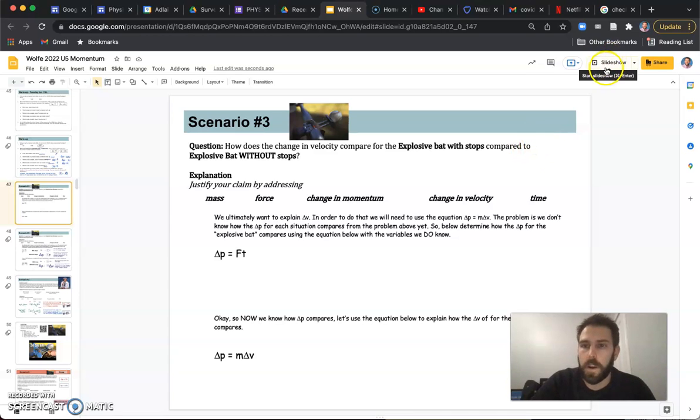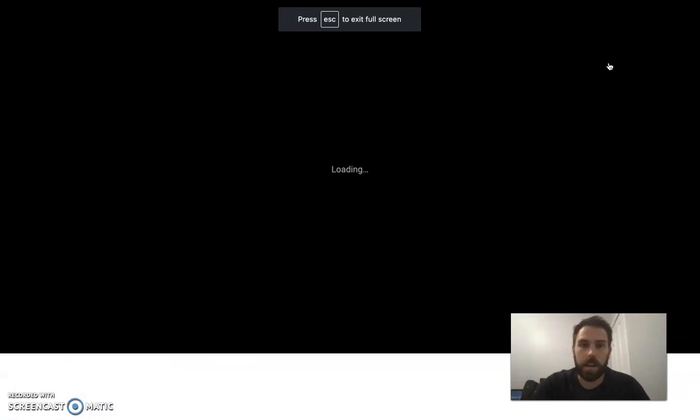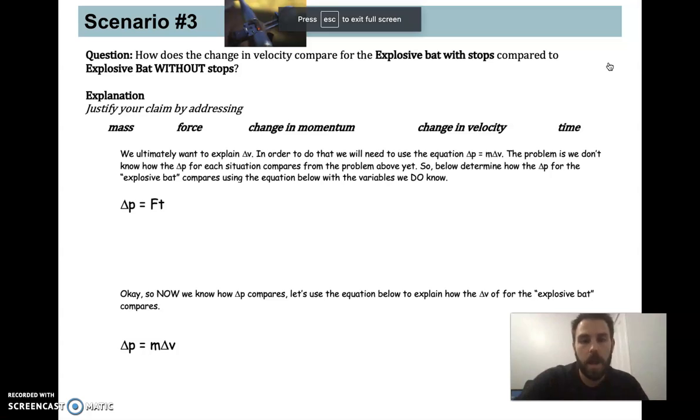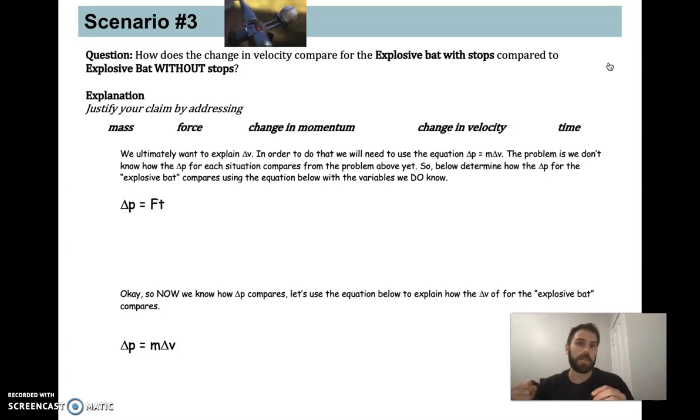Hello everyone, it's Mr. Wolfe here, and in this video I'm going to be explaining scenario 3 of the mini packet on hitting the longest home run ever, where we're going to be comparing the explosive bat with stops, so that means the piston fires, but then it gets caught, like it's still attached with the bat, or the explosive bat without stops, where the piston fires and then it keeps on pushing the baseball.